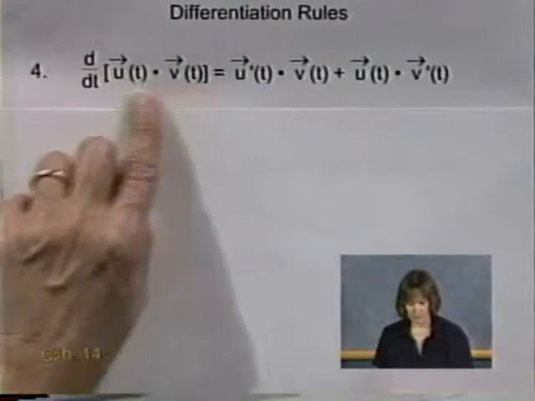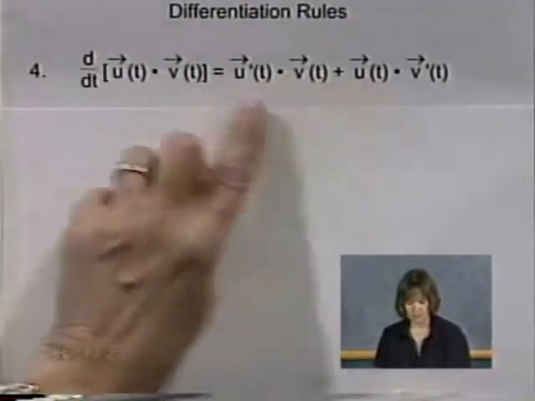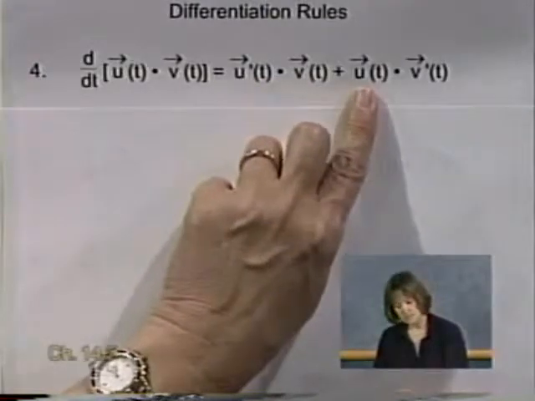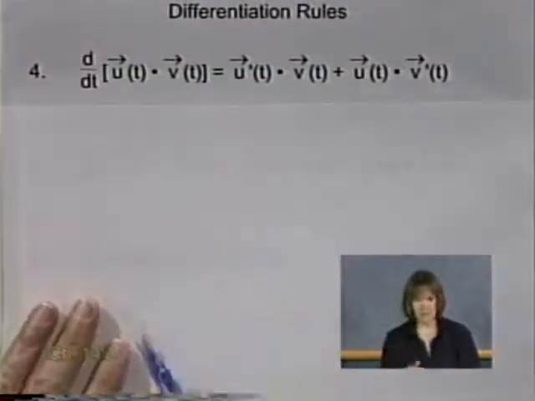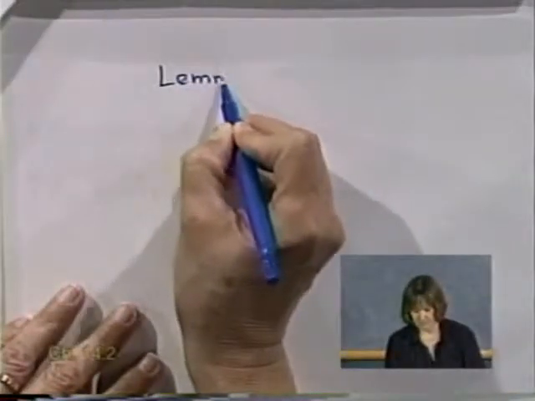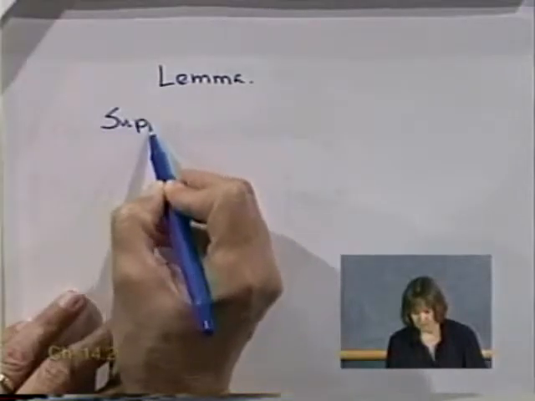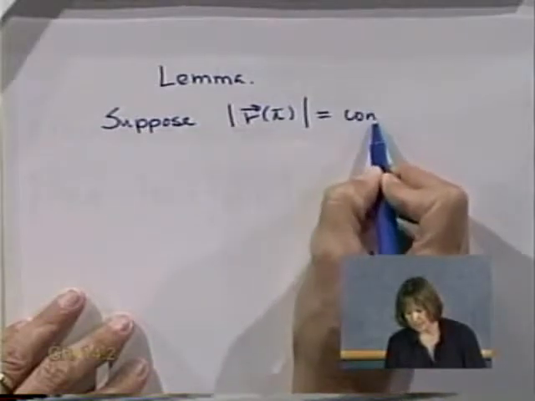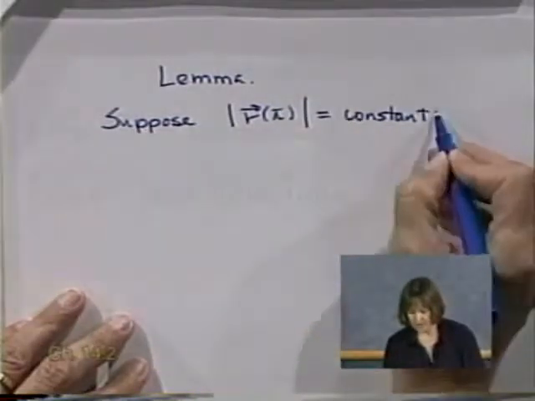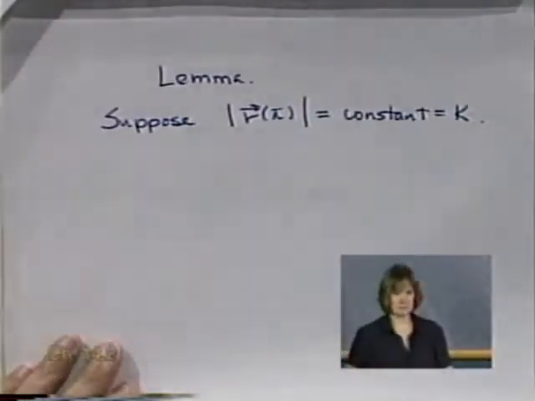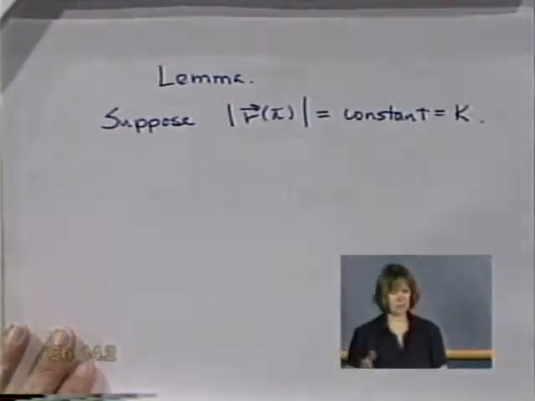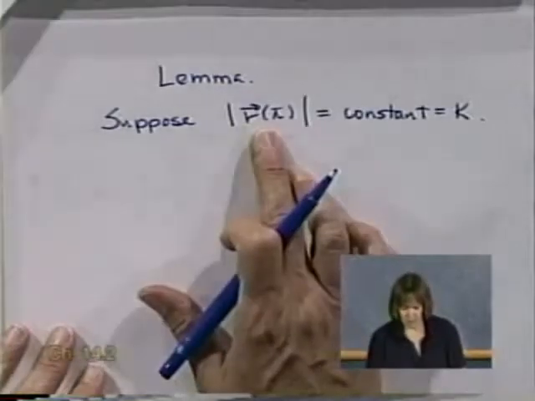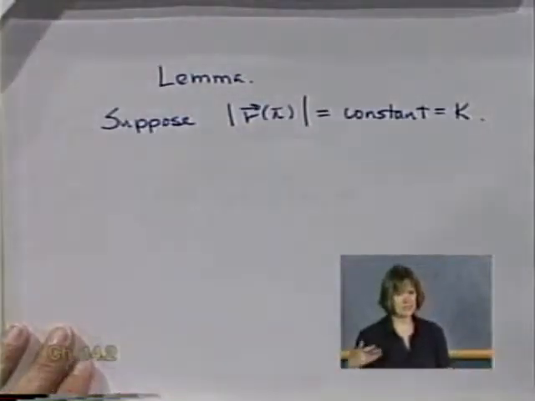Notice this one, differentiating the dot product of two vectors. It's the derivative of the first times the second plus the first times the derivative of the second. There's a little lemma I want to show you that's sort of a neat little thing to do. Look at this lemma. Suppose the magnitude of r of t is equal to a constant, and let's call that constant k. All right? So the length of r of t is a constant. What is that telling me?